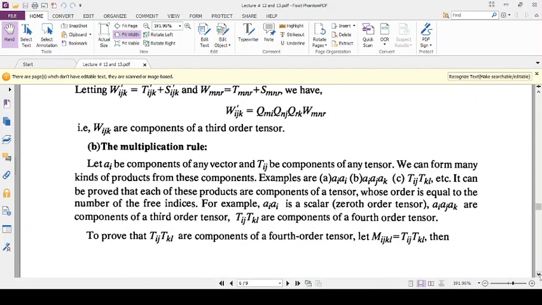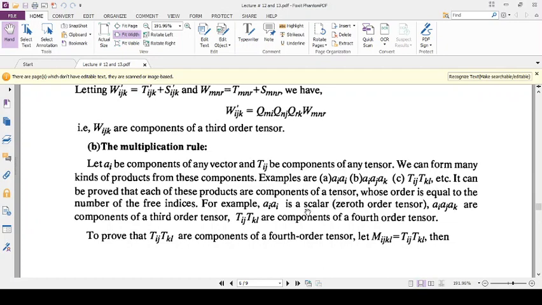This is the multiplication rule. If you have a vector, these are the components of the vector and these are the components of tensor T, and you have multiplied this ai with it. So in this product, how many free indices are there? There is no free index, so i is a dummy index, and it will be a scalar. And if you take this type of product, then here there are three free indices i, j, k. This is a tensor of third order.